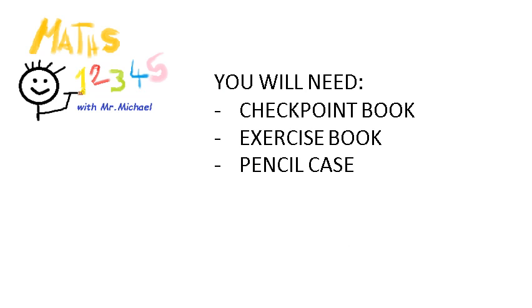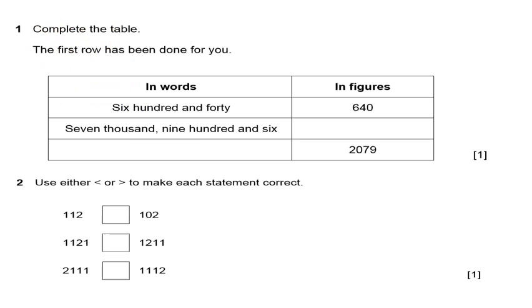Today you'll need your checkpoint book, your exercise book and your pencil case. Let's take a look at question number 1. Complete the table. The first row here has been done for you. 7,906. There we go. And here we have 2,079.